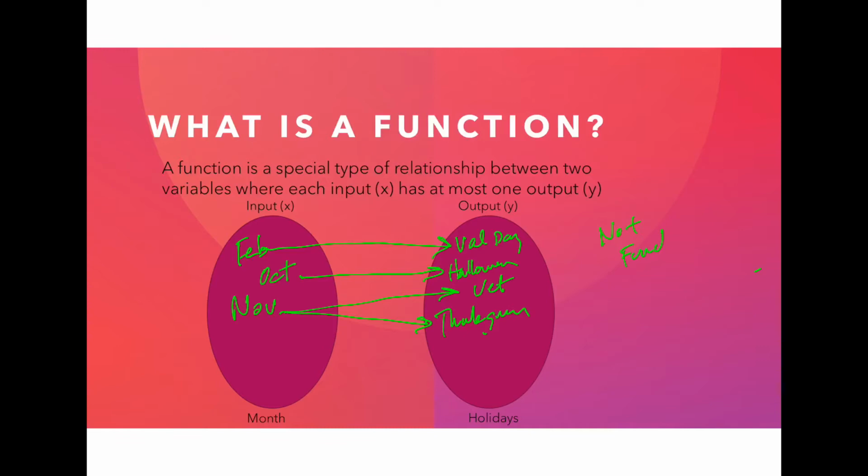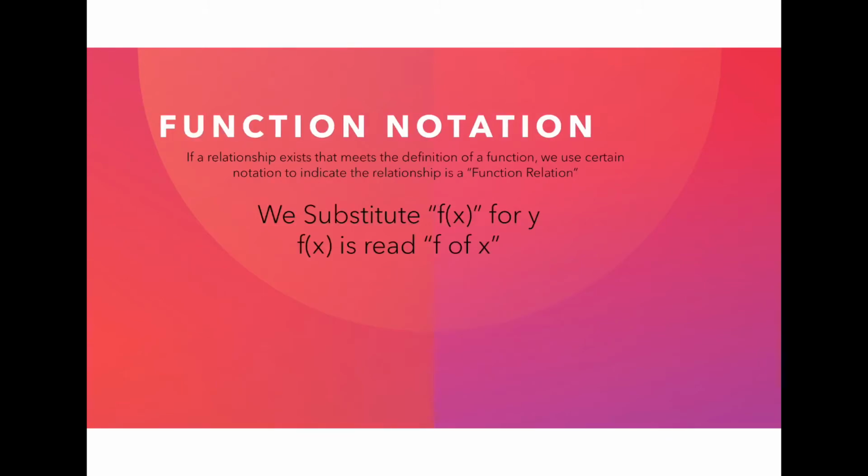Why? Because if I type in November, I actually get two outputs and not just a single output. So not a function. All right, so if we've determined that a function, a certain type of relationship between x and y, is existing and having a function relationship, we can use certain notation to indicate that our relation, our equation, if you will, which is what we mostly use here mathematically, is a function relation, not just a regular relation.